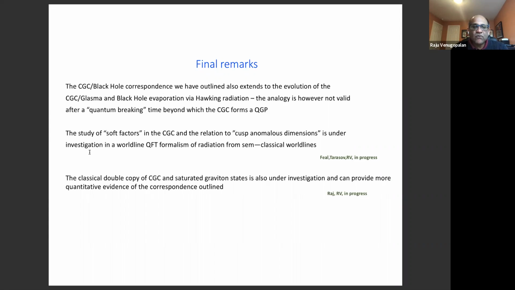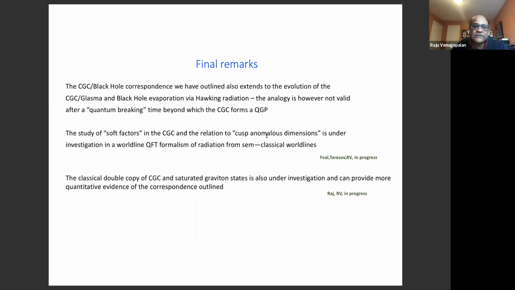And so, as I mentioned, the study of soft factors in the CGC and the relation to cusp anomalous dimensions is really a deep connection, which can also be reformulated in terms of this Faddeev-Kulish kind of language of coherent states.